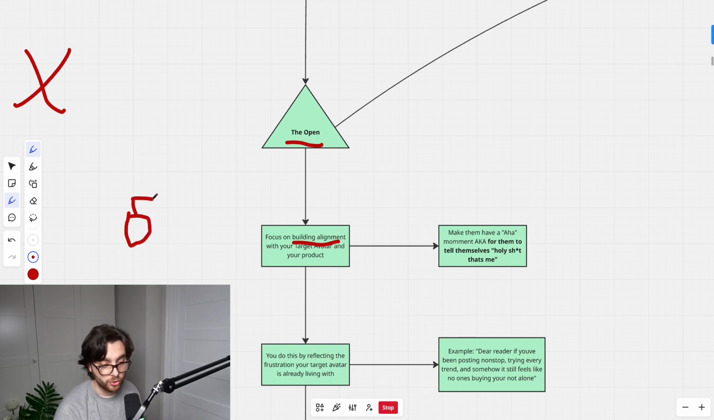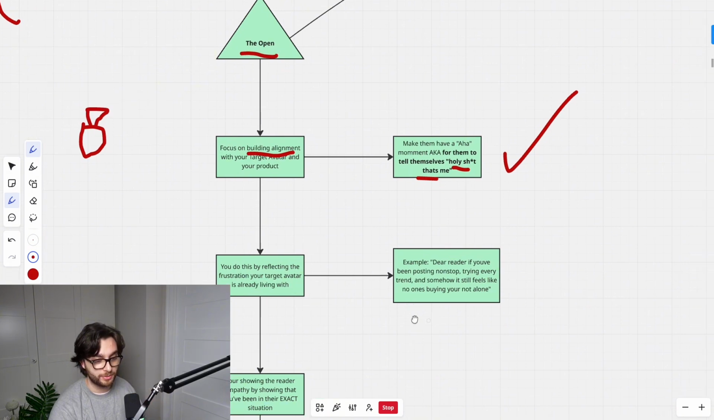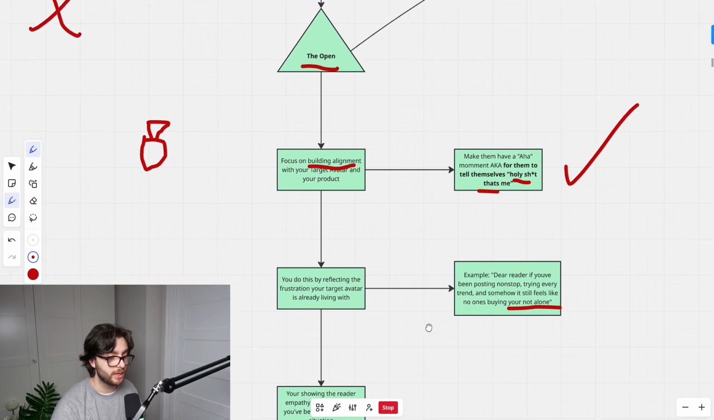Instead, your open has one job: to make sure the reader says, "Holy shit, that's me." And you do that by reflecting the frustration they're already living with. For example, let's say you help creators grow their income with content, right? So instead of going into what the system is or even showing off testimonials, you start with something like, "Dear reader, if you've been posting nonstop, trying every trend, and somehow it still feels like no one's buying, you're not alone." That's the open.